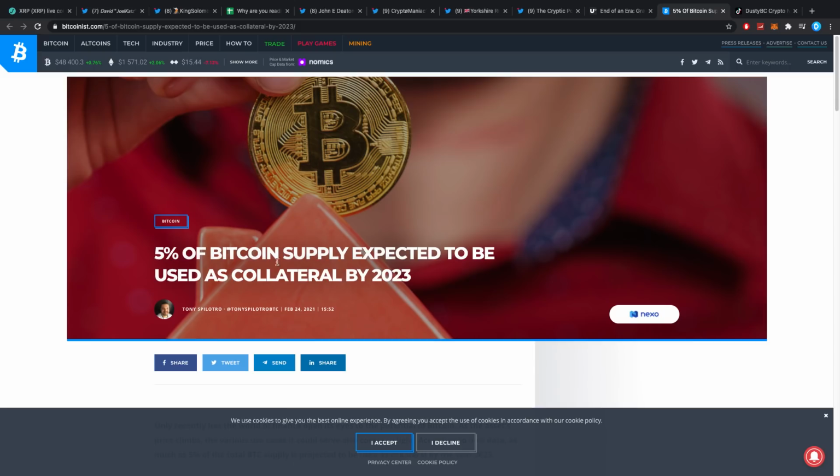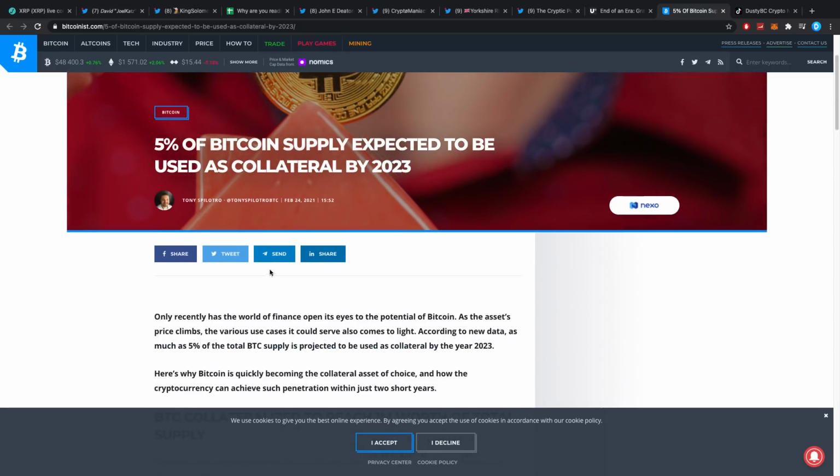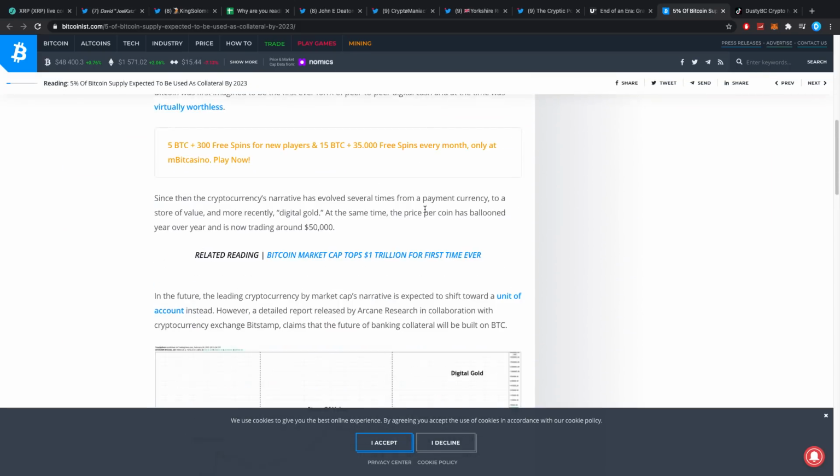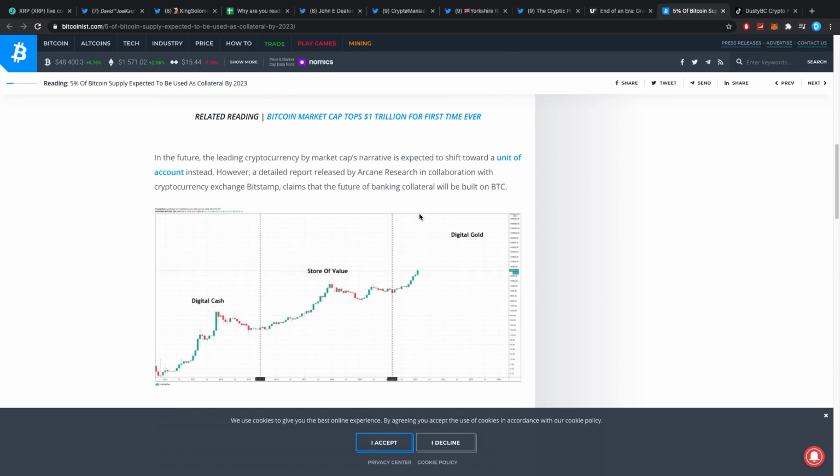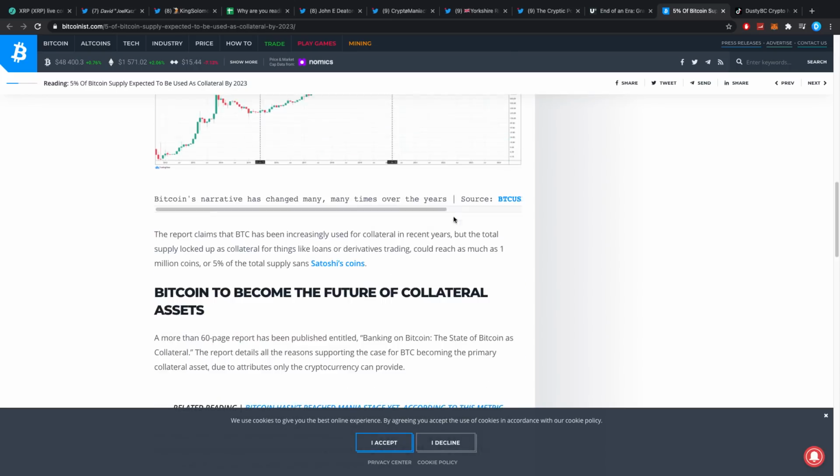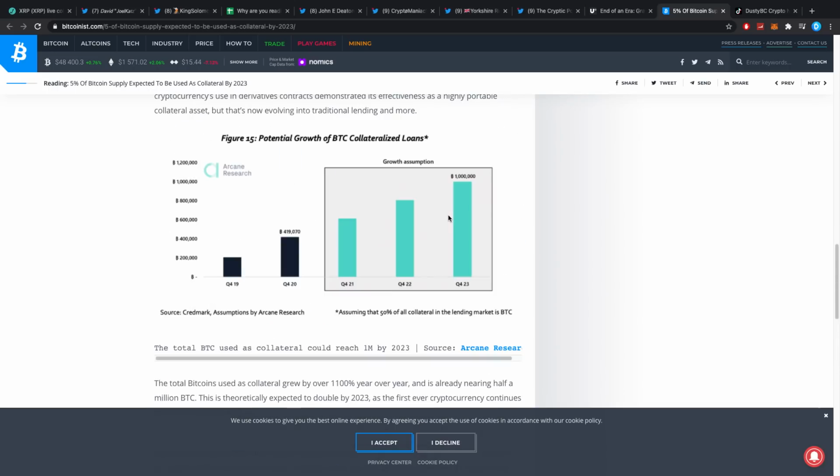5% of Bitcoin supply expected to be used as collateral by 2023. Interesting to me also how that is moving along. I do think it can happen though, but I don't want to actually spend too much time on this article as I think it's pretty stupid. It's just kind of how the collateral basically is increasing.